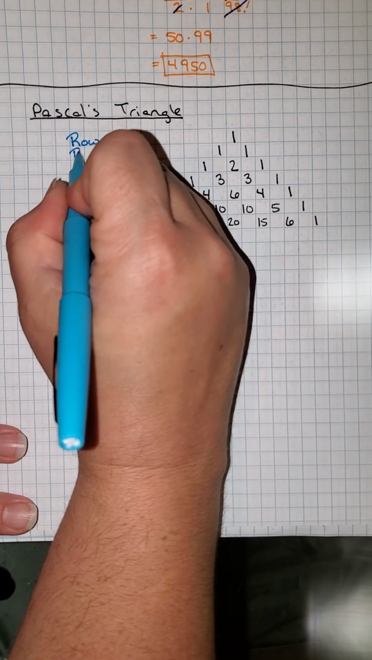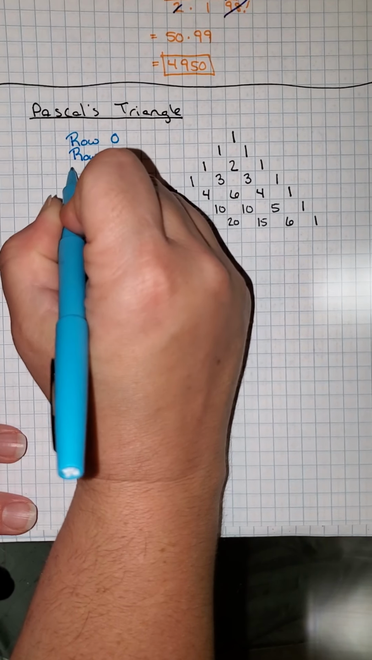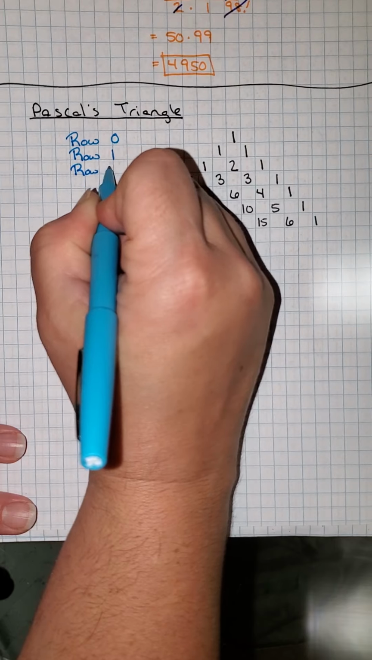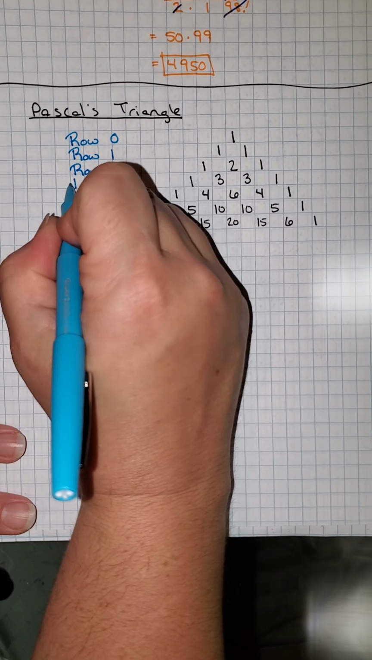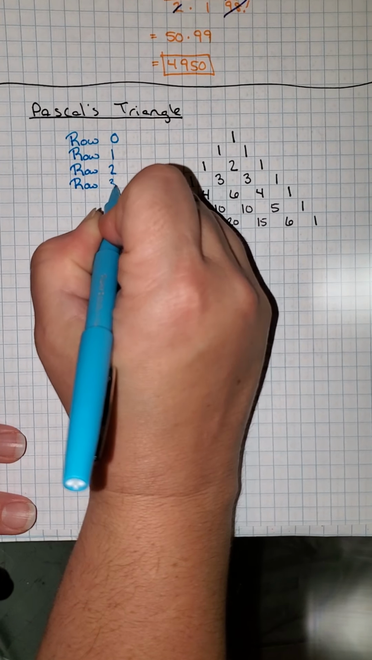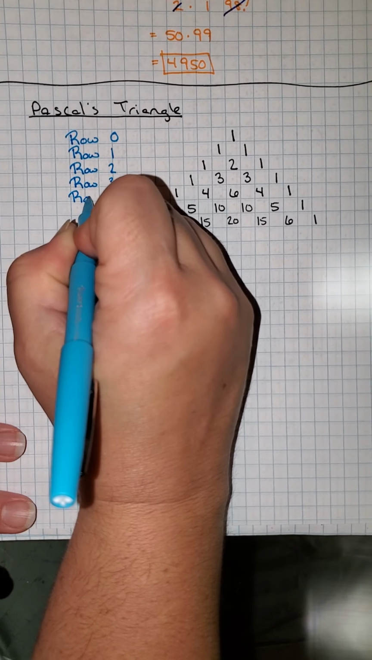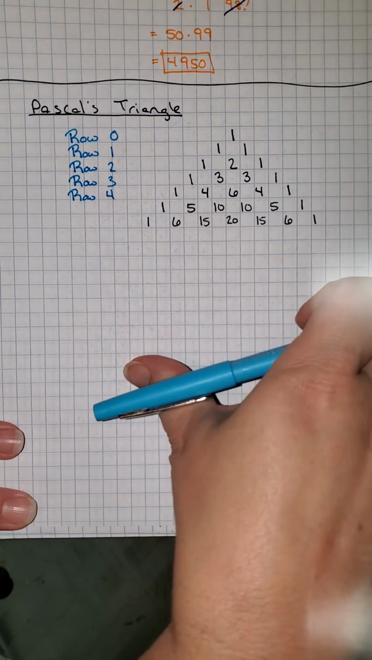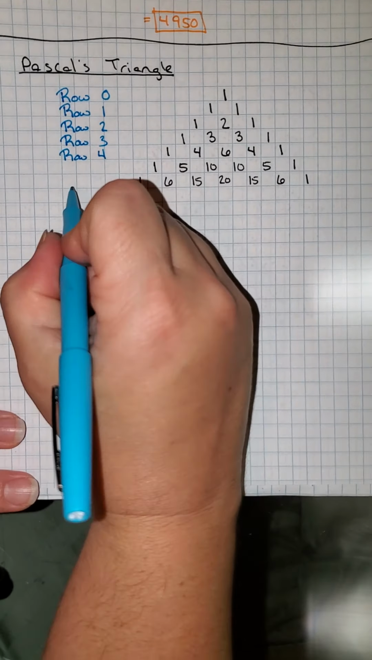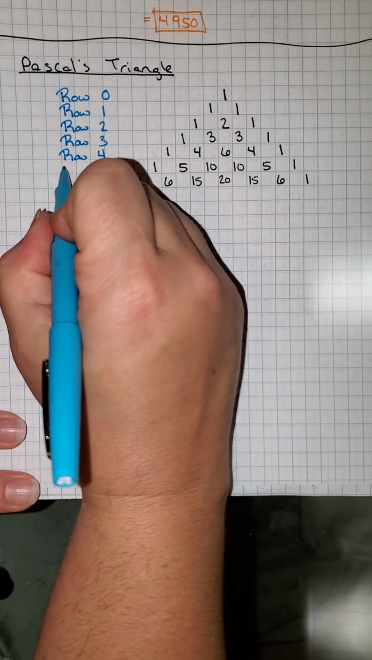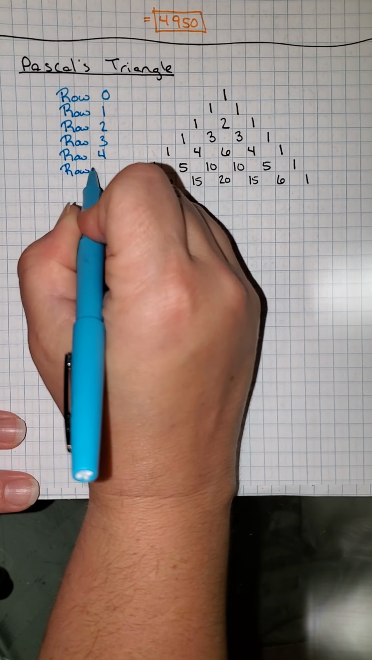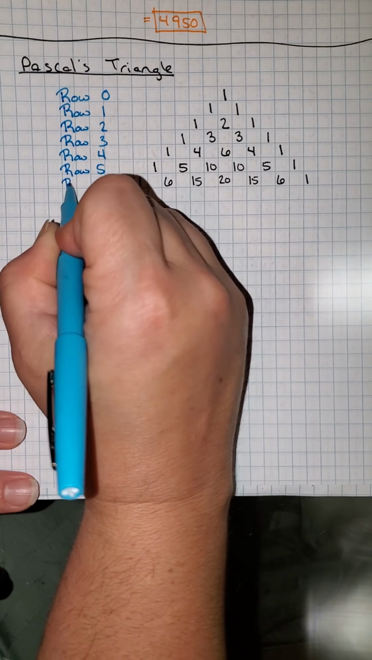Alright, this one then is row 1, row 2, row 3, row 4, row 5, and row 6.